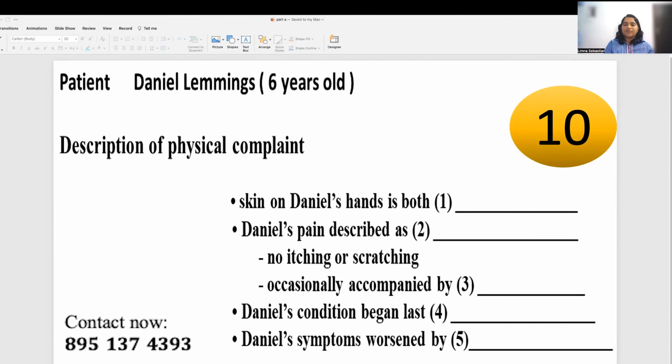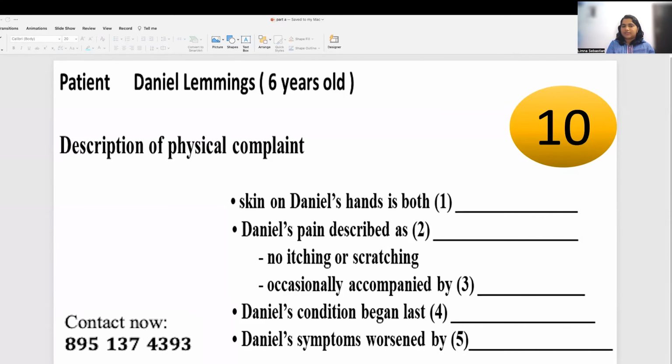I will give you one example. You should identify the keywords as well. Here, the heading is description of physical complaint. That is important. We should read the headings, subheadings, everything. While reading that itself, we should understand that below it, they will mention the signs and symptoms of that patient. So that is very important.